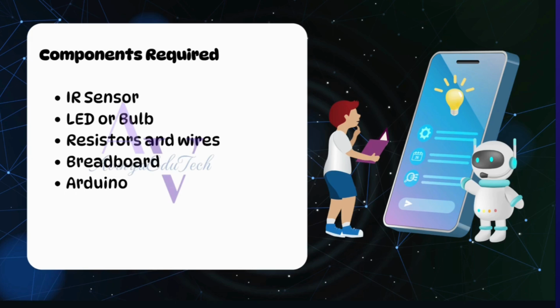Now the components you will need: the IR sensor is not required in this project, but if you want to extend it with a movement or if you want to sense a movement, then you will need it, which will be the next video that we will be working on. For this particular video, we need 3 LEDs, resistors and connecting wires of course, and then we need a breadboard and Arduino.